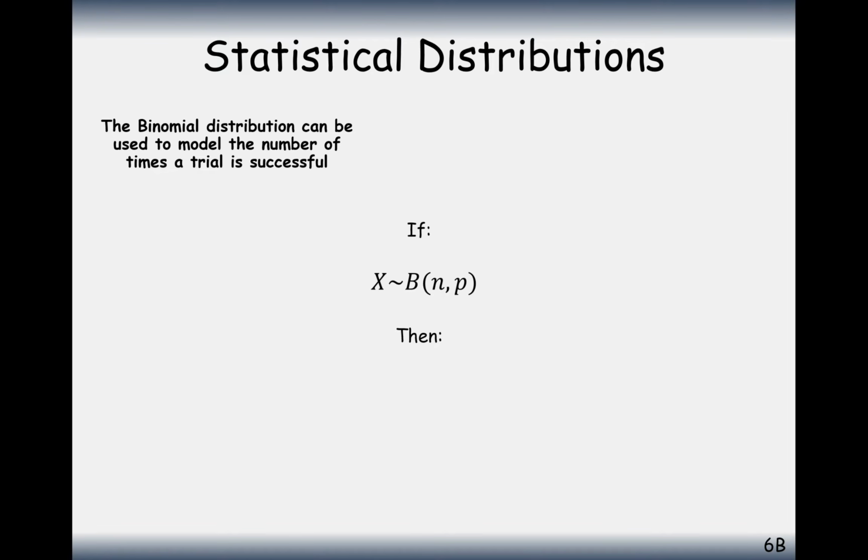So if we have a binomial distribution, then the probability of a certain number of successes, we'll call R the number of successes, is equal to, and this is a really important formula you'll need to remember, N choose R. So if you have 10 trials and you want 8 successes, then it'll be 10 choose 8. And then it's the probability of success to the power of the number of successes times by the probability of failure to the power of the number of failures. Okay.